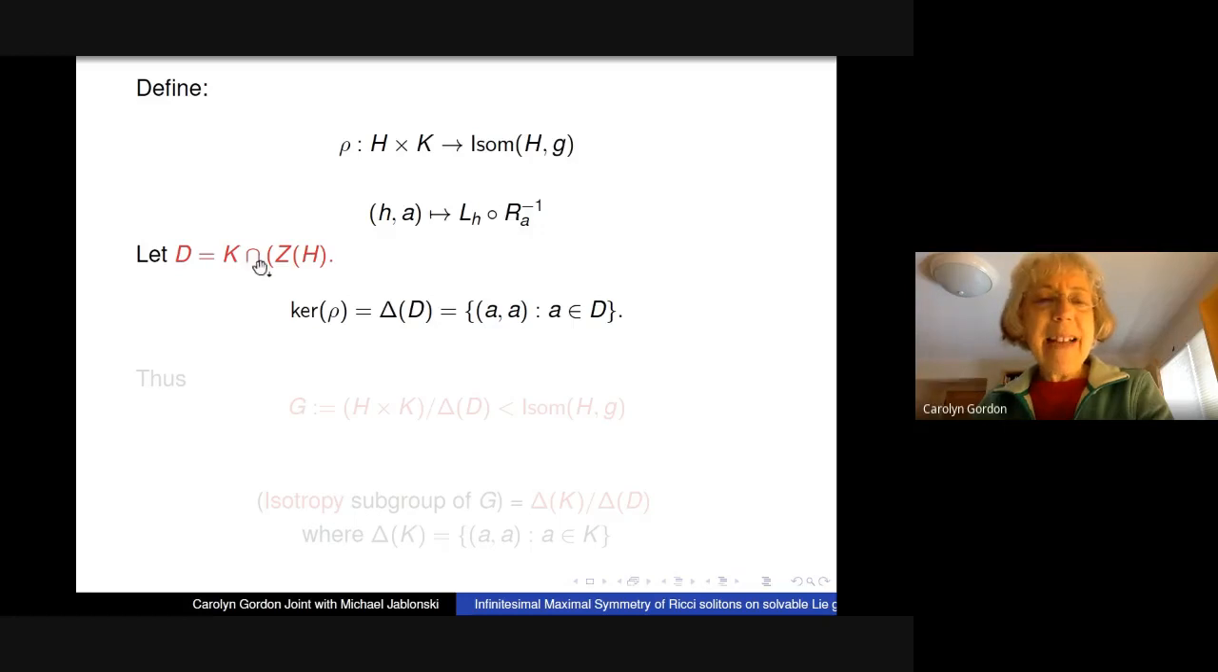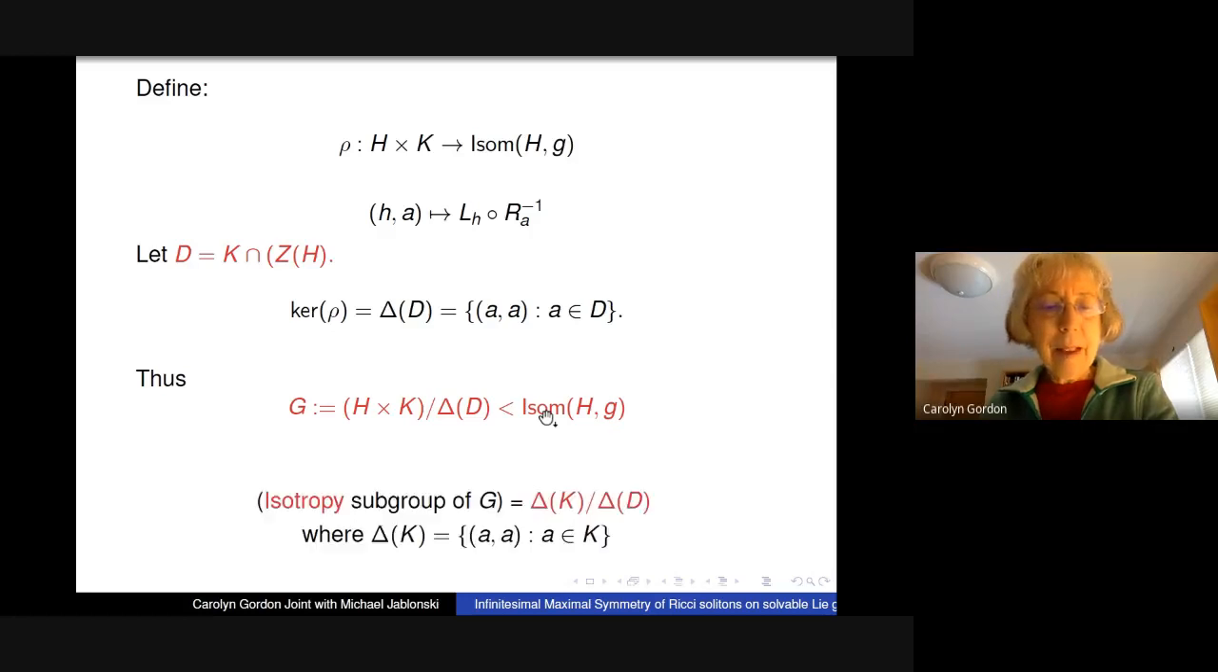So let D be K intersect the center of H. Then the kernel is the diagonally embedded subgroup of H cross K, consisting of (a, a), where a is in, again, K intersect the center, which is D. So you're just left translating by a and right translating by a inverse, and a is central. And so if you look at the Lie group H cross K mod this diagonally embedded subgroup, then that sits inside the isometry group. The isotropy subgroup is the diagonally embedded subgroup K. Notice that K sitting in here diagonally is just acting by the inner automorphisms that we started with.